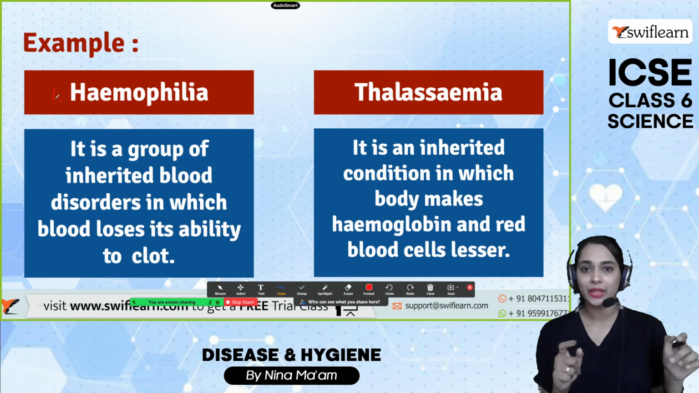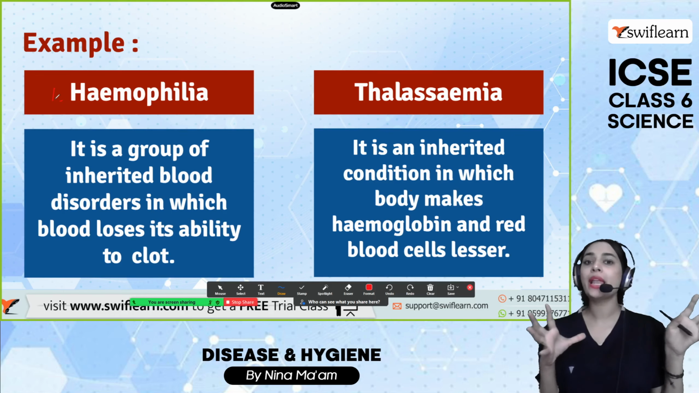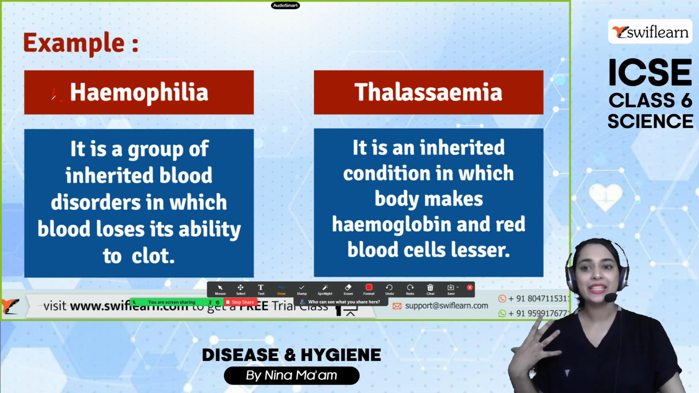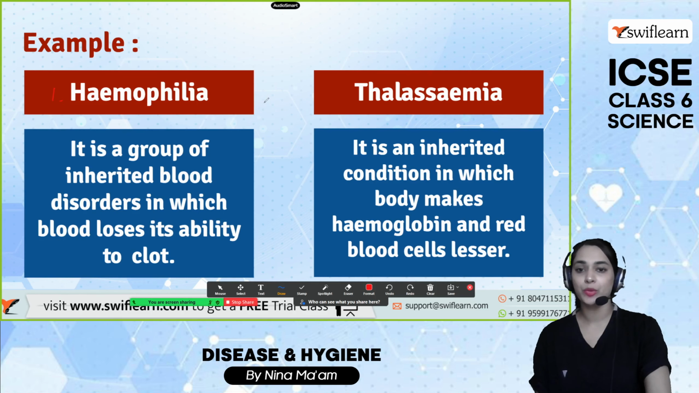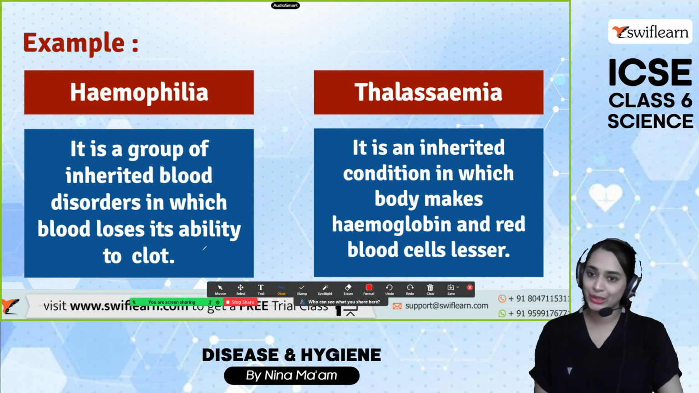But for Begum, the blood didn't stop. It was continuously flowing out. So what happens with Begum? She has hemophilia. What is hemophilia? Hemophilia means the blood loses its ability to clot. As we know, the platelets are responsible for clotting the blood, right? So if a person suffers from hemophilia, the blood loses its ability to clot. It's an inherited blood disorder.